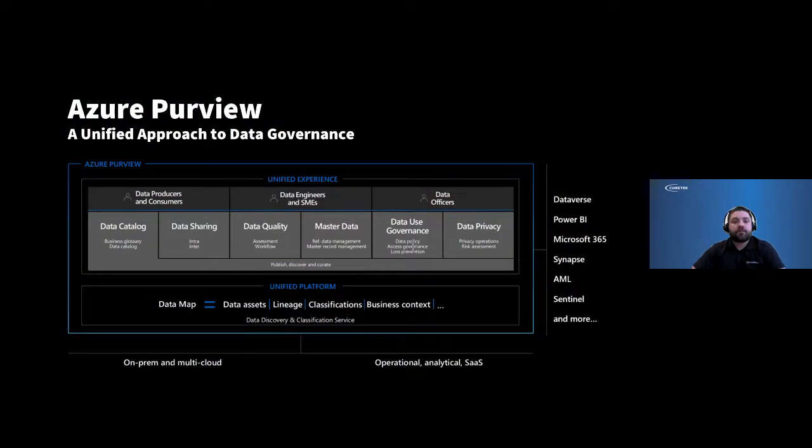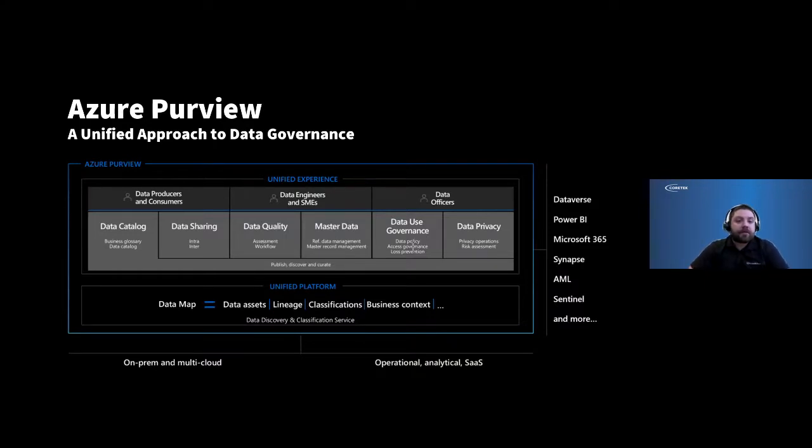So here's another view of the experience, about the different roles that you might have in your organization and the things that they really care about. The first you have there is the data producers and consumers. They're going to care most about the data catalog. Maybe it's data sharing. You can also put policies around data sharing from Azure Purview and see from a high level how data sharing is actually being used within the organization, when you're more on the data officer side.